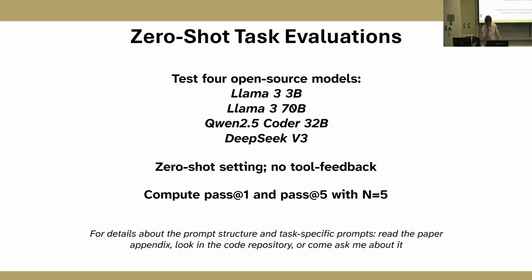We tested these open source models. Zero shot setting means I ask the LLM to do the thing, it gives me an answer, and I evaluate whether that answer is correct, and then that's it. A lot of the evaluations today are agentic loops, or there's feedback from the tool. We're not doing any of that. It's very simple. And then we compute the pass at 1 and pass at 5 rate for each of these tasks for every model.